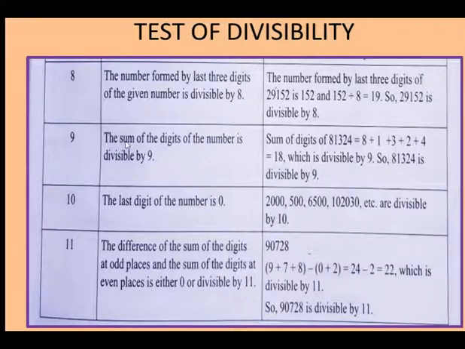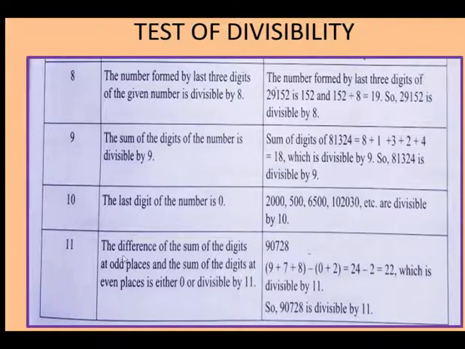In the same way for 9: the sum of the digits of a number is divisible by 9. As in 3, we take the sum of the digits of the number. In the same way for 9, if the sum of the digits of the given number is divisible by 9, then the number is divisible by 9. Then 10: the last digit is 0. Any number having 0 in the unit place is divisible by 10.